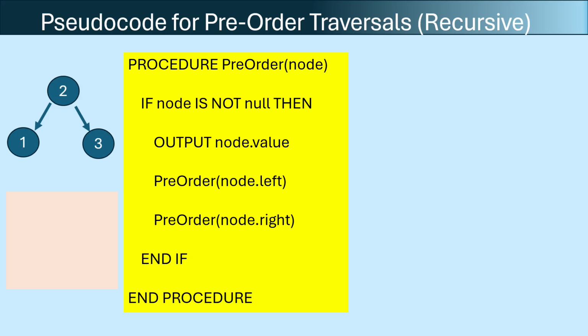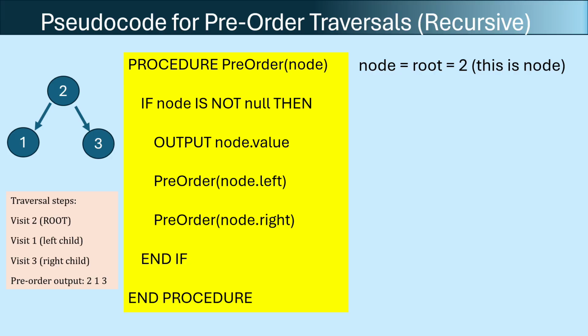The first one, let's look at the pre-order. With the pre-order, we need to first of all look at the root. Then we look at the left child. Then we look at the right child. And what would happen is we would print out 2, 1, and 3. So we always start with the root, 2.